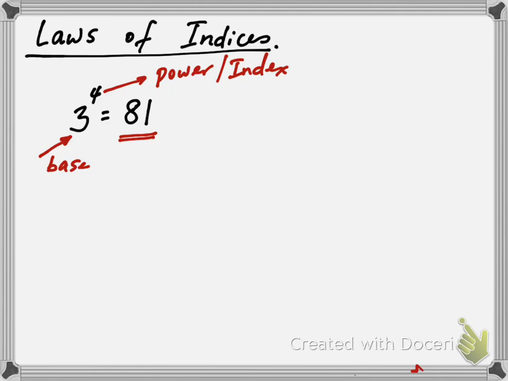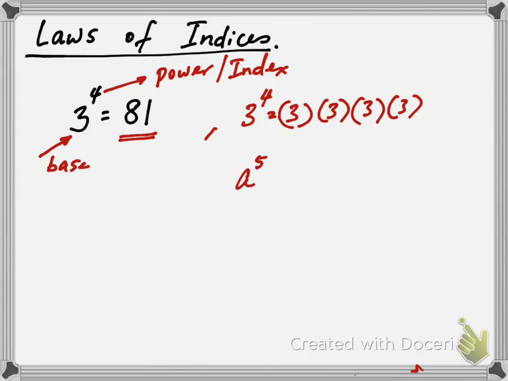So what does it actually mean? It just means that 3 to the power 4 is 3 multiplied by itself 4 times. I use brackets just to not confuse with the x and times, but you can. So for example, if you've got a to the power of 5, it is a times a, 1, 2, 3, 4, 5 of them.